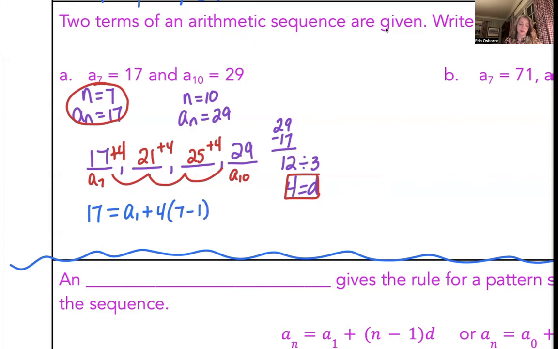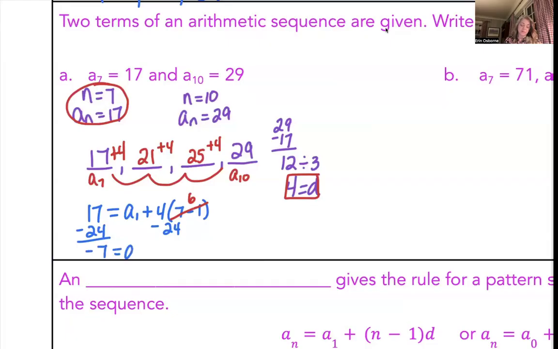And now I just do this math. 7 minus 1 is a 6. 4 times 6 is 24. So I'm subtracting 24 from both sides and getting that a sub 1 is a negative 7. Now I can finish writing the rule. Go back to an a sub n. It would equal negative 7 plus the common difference of 4 times n minus 1.